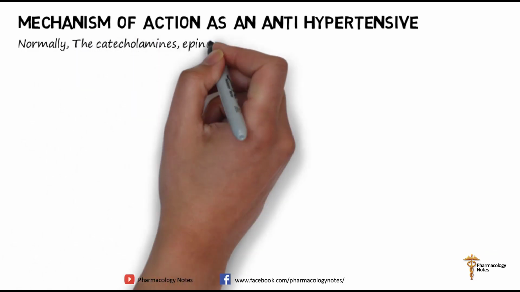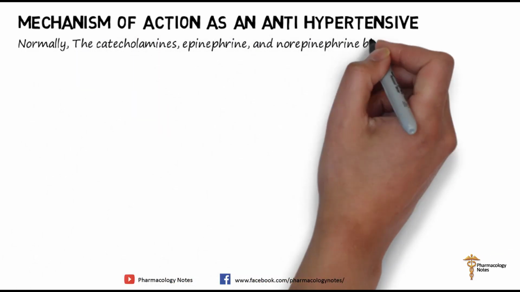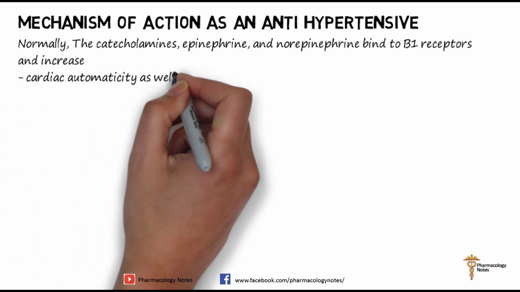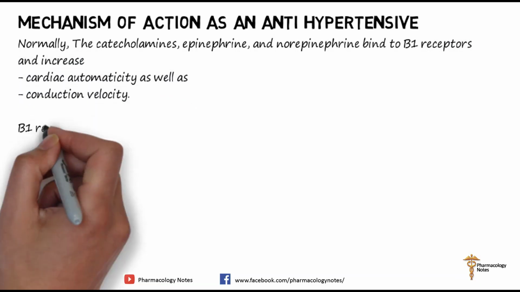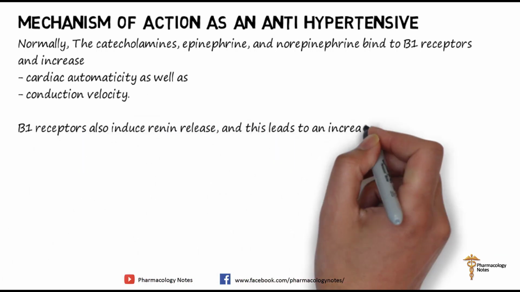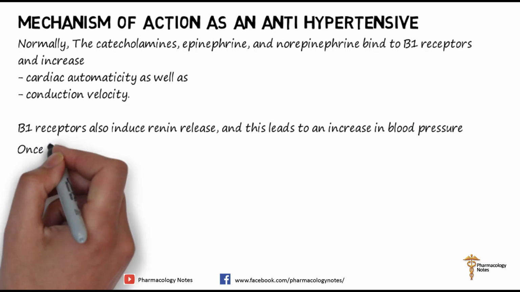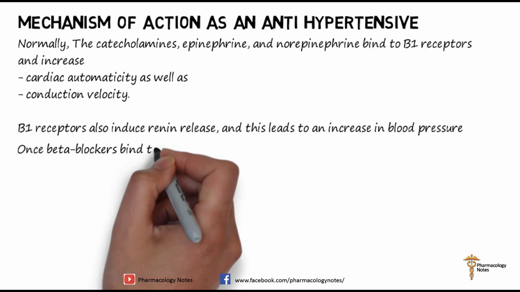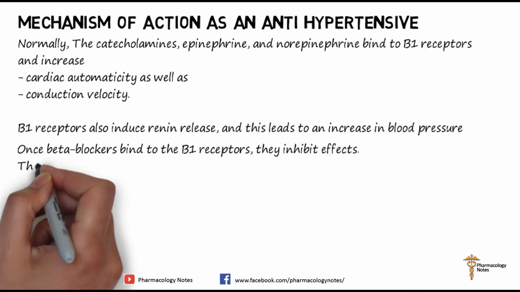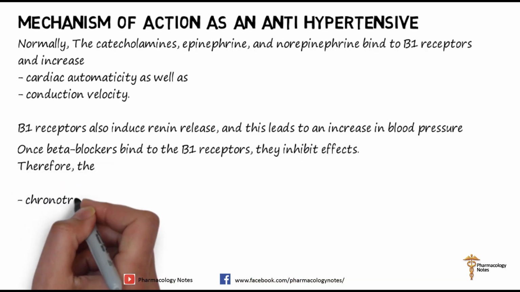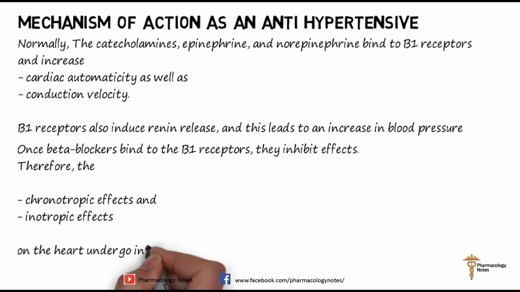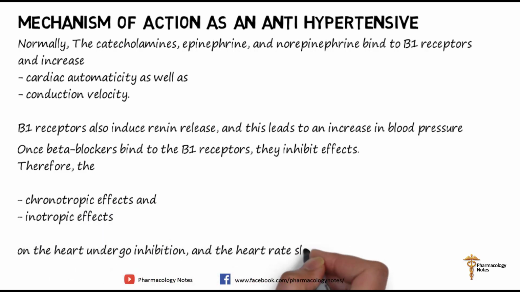Now we discuss the antihypertensive action. Normally, the catecholamines epinephrine and norepinephrine bind to the beta-1 receptor and increase cardiac automaticity and cardiac conduction velocity. The beta-1 receptor also induces renin release. This leads to increased blood pressure. This is the normal function of the beta receptors. So when beta blockers bind to the beta-1 receptor, they inhibit the above-mentioned effects. Therefore, the chronotropic and inotropic effects on the heart are inhibited, and as a result, heart rate slows down.